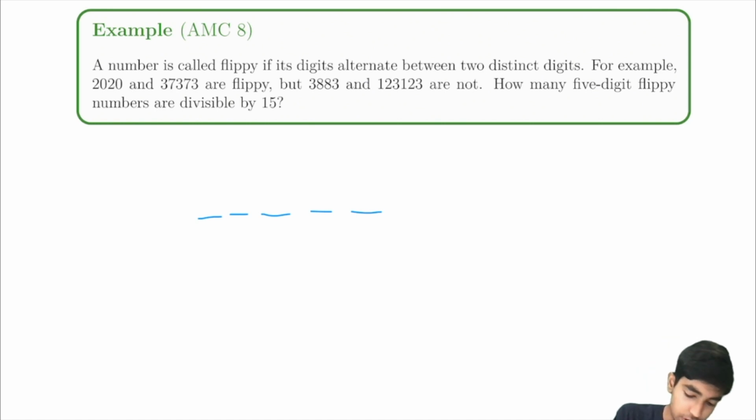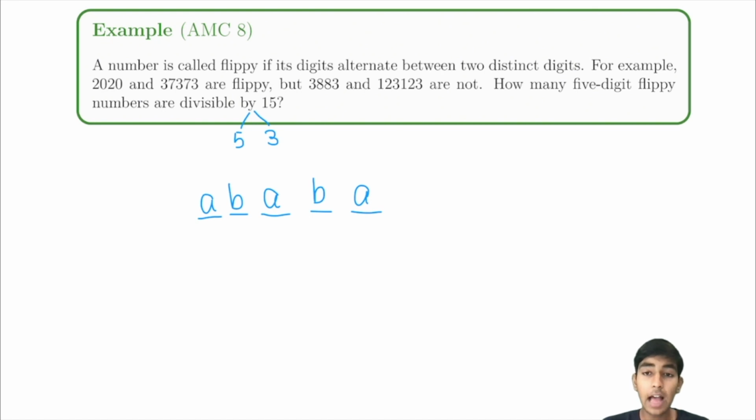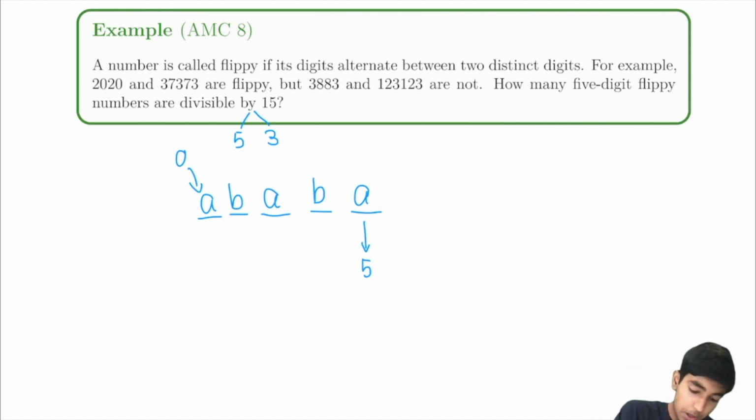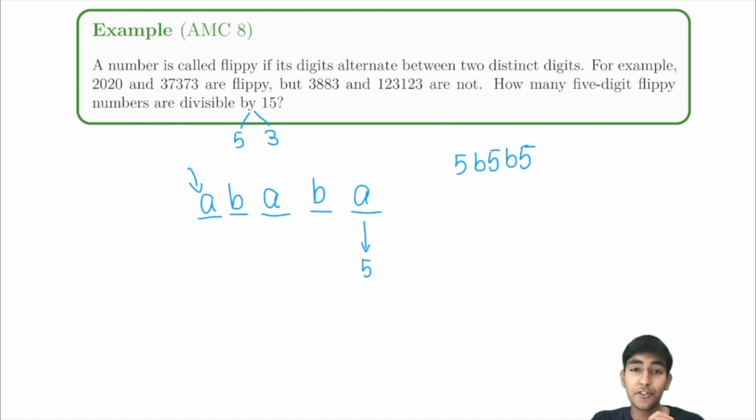This is a divisibility rule question. So notice that the pattern of the number must be something like this, because the digits alternate between two distinct digits, A and B, right? Divisible by 15. We know that. That means divisible by 5 and divisible by 3. What must happen for it to be divisible by 5? This digit over here must be 5 or 0, right? Can it be 0? No, because that means the first digit would be 0. And that is not a 5-digit number if the first digit is 0, right? So that means it has to be 5, so we already know the value of A. That wasn't too bad, was it? 5B5B5, right?